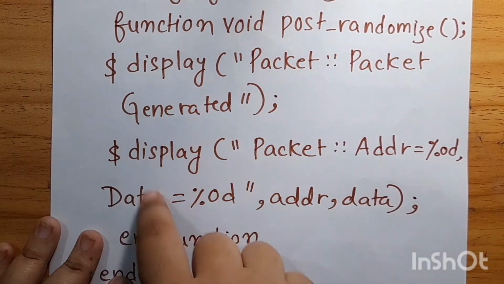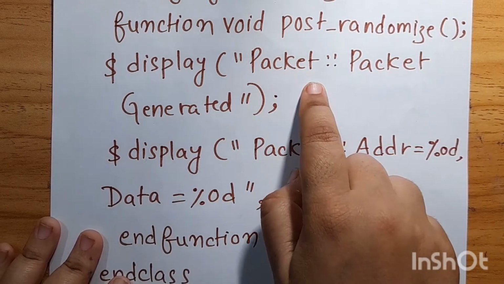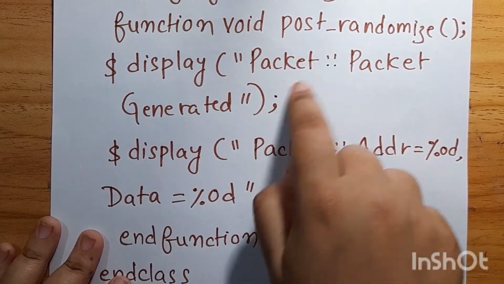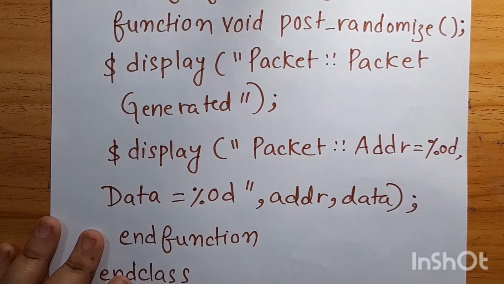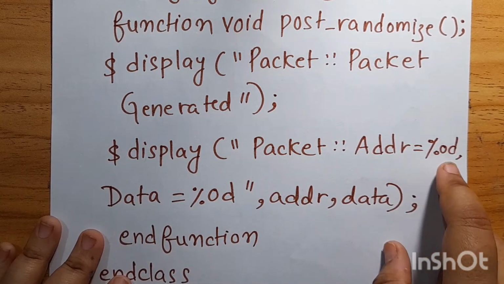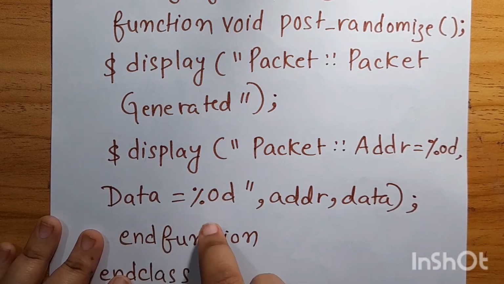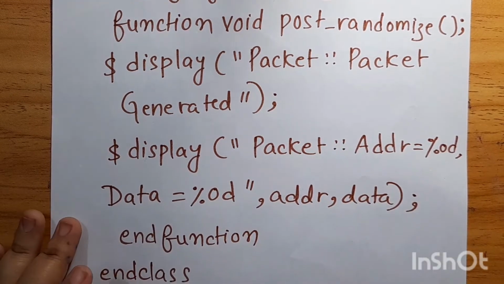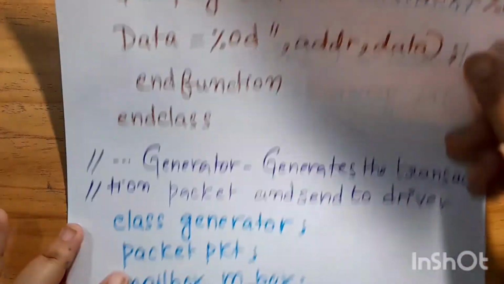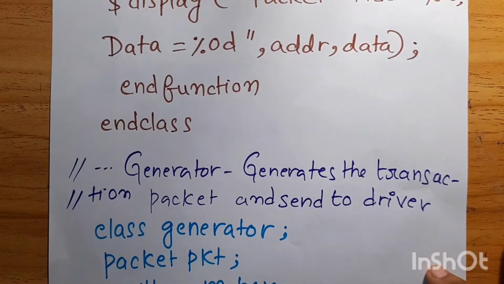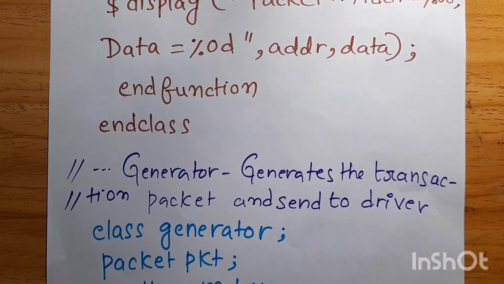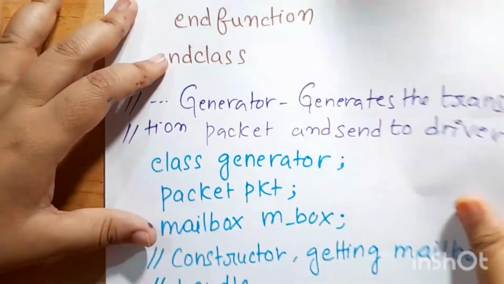You see these $display statements. The first $display statement says that the message is from the packet class and the packet is generated. The second $display statement says that the message is from the packet class and address is equal to %0d, comma, data is equal to %0d, meaning address and data. So that is done. Inside the packet we have randomized the address and data, and then we have put the definition of the function post_randomize. Now we will see the generator class.